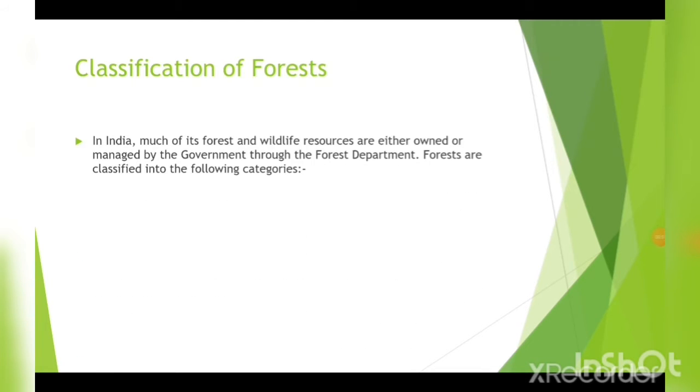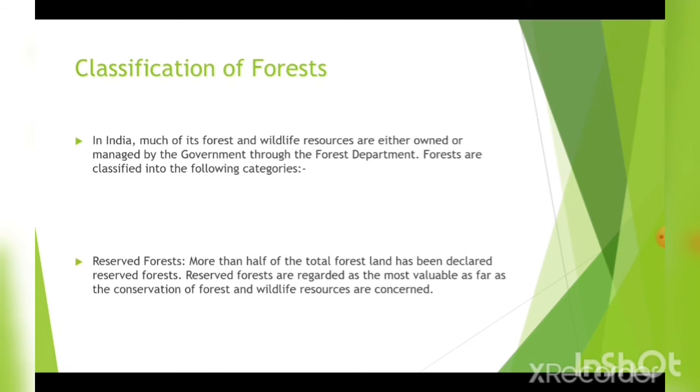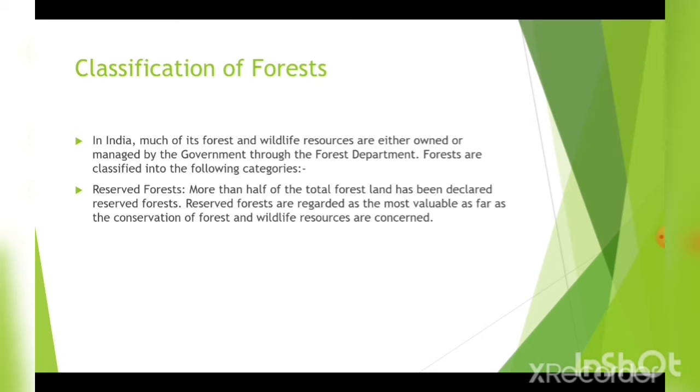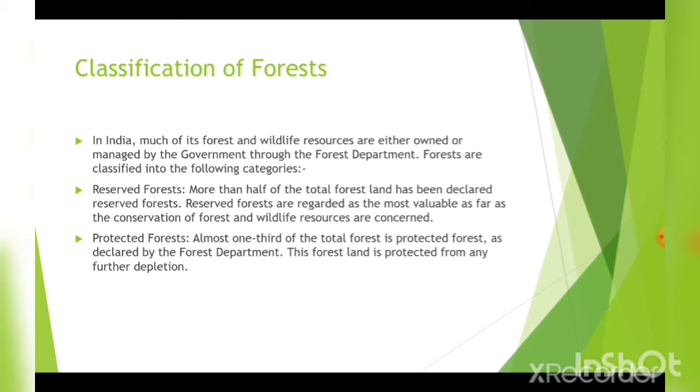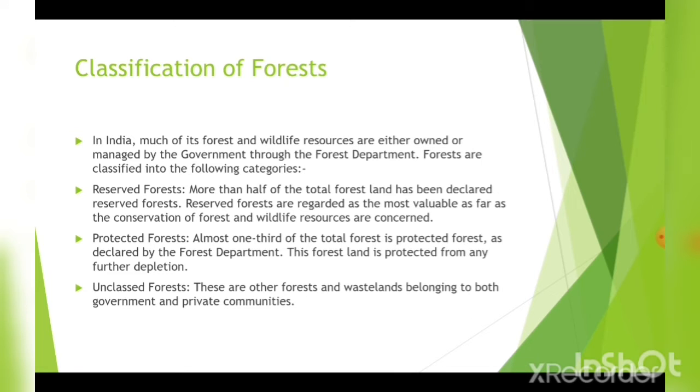Classification of forests. In India, much of its forest and wildlife resources are either owned or managed by the government through the Forest Department. Forests are classified into the following categories. Reserve forests: more than half of the total land has been declared reserved forests. Reserve forests are regarded as the most valuable as far as the conservation of forests and wildlife resources are concerned. Protected forest: almost one-third of the total forest is protected forest as declared by the Forest Department. This forest land is protected from any further depletion. Unclassed forests: there are other forests and wastelands belonging to both government and private communities.